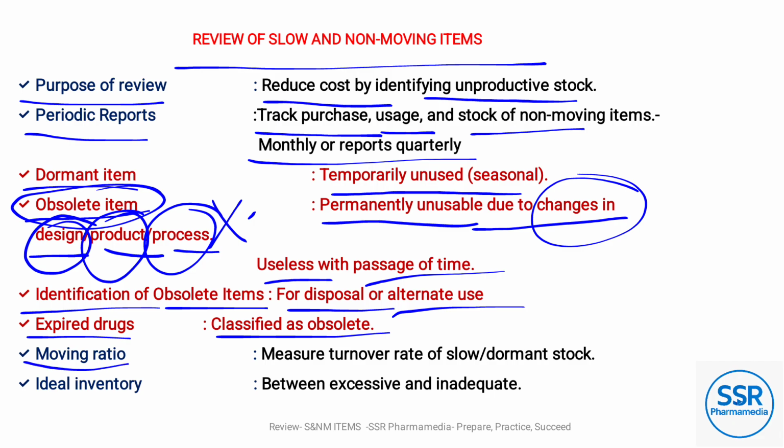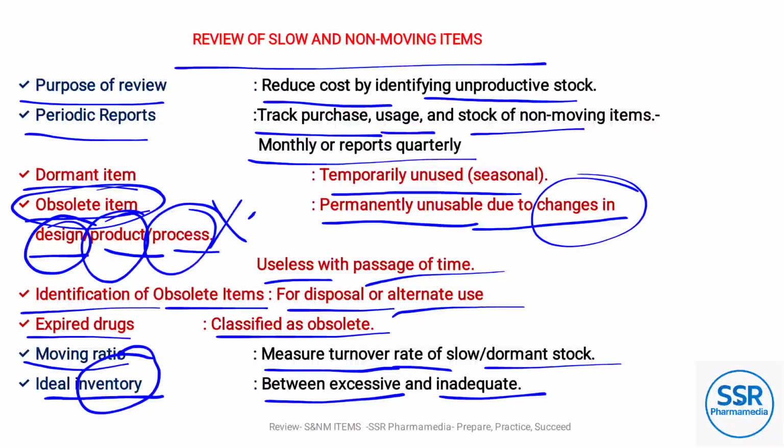Moving ratio measures the turnover rate of slow or dormant stock. Ideal inventory is between excessive and inadequate. So ideal inventory means it should not go excess and should not go inadequate. Between these two is called ideal inventory.